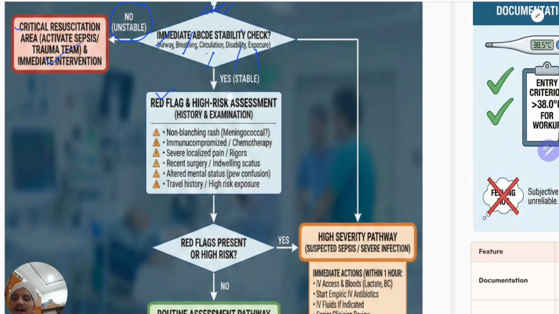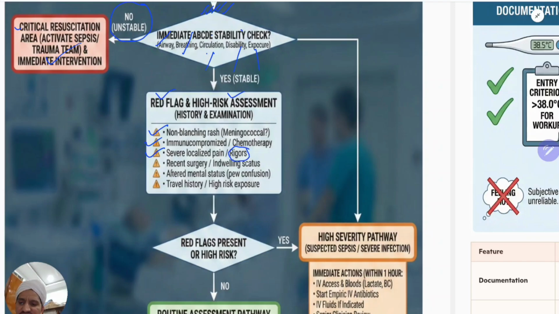So what is the red flag and high risk assessment? Immediately see whether there is a non-blanching rash. A non-blanching, petechial or purpuric rash most probably indicates a meningococcal infection, so sepsis. So that patient should be admitted. Non-blanching rash is a red flag. Whether the patient is immunocompromised, on chemotherapy, like HIV patients or patients on immunosuppressants, then also the patient should be taken inpatient. Whether the patient has severe localized pain or rigors.